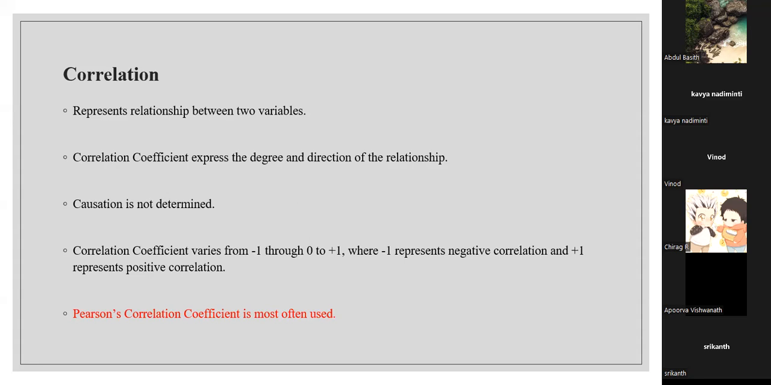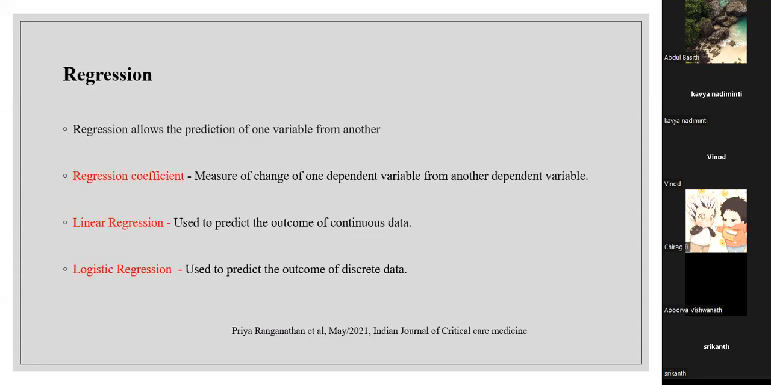Okay, continue. Regression allows the prediction of one variable from the other, and the regression coefficient measures the change in the dependent variable per change in the other variable. Linear regression is used to predict the outcome of continuous data, and logistic regression is used to predict the outcome of discrete data.